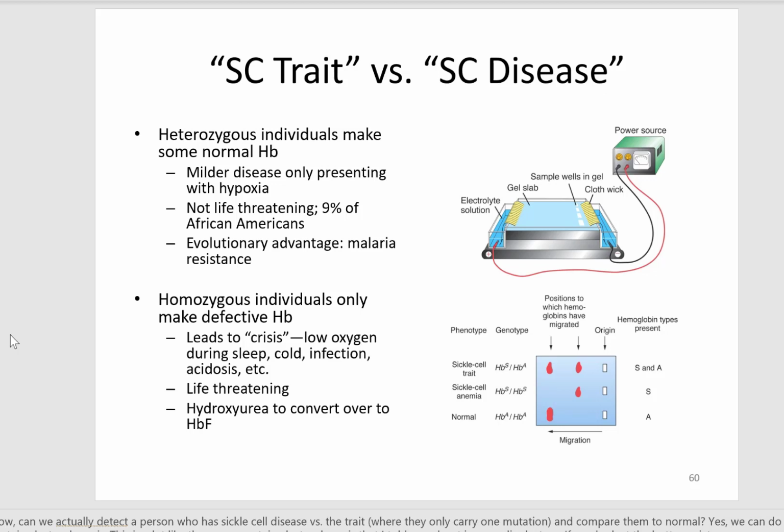Homozygous individuals only make the defective hemoglobin. This is life-threatening. It leads to crisis, especially when they fall asleep and there's low oxygen, or they have an infection, or they're cold, etc. Now, a lot like the thalassemia, we can introduce hydroxyurea to convert them over to the HbF. Yes, this is going to have higher than normal affinity, but it's better than having the sickling crisis event.